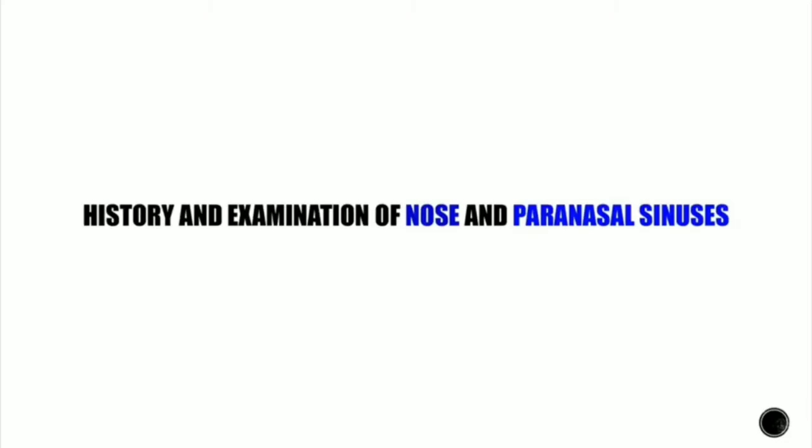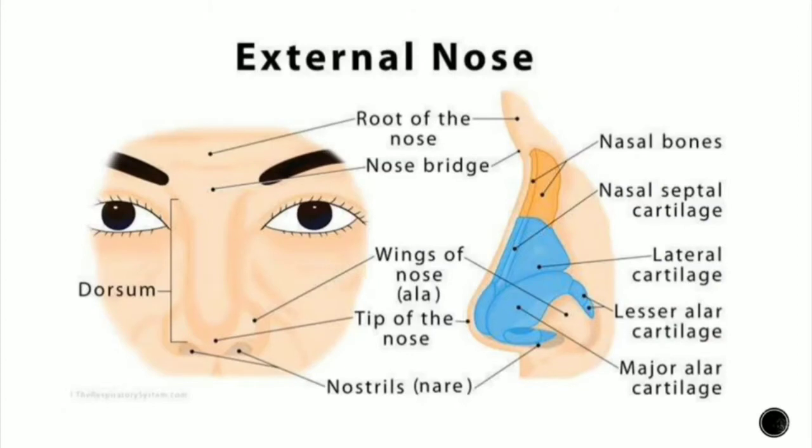History and examination of the nose and paranasal sinuses. Parts of the nose. The external nose includes the root of the nose, the bridge, dorsum, ala, and the tip.